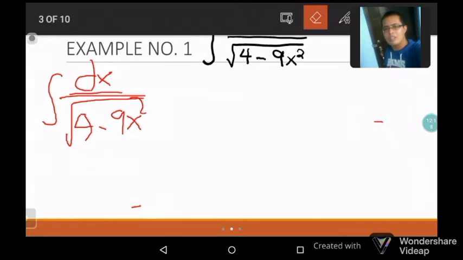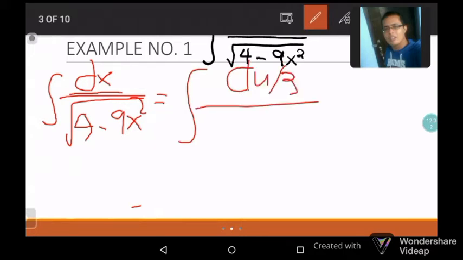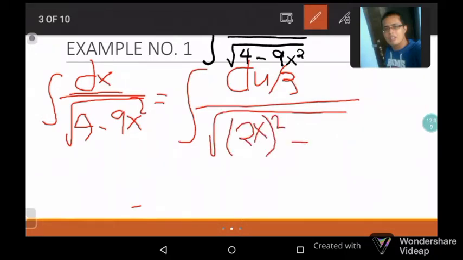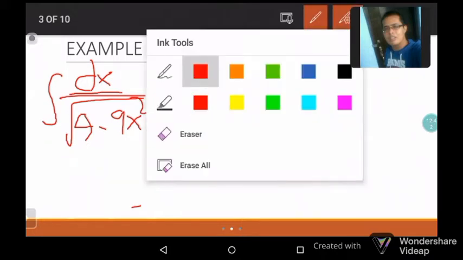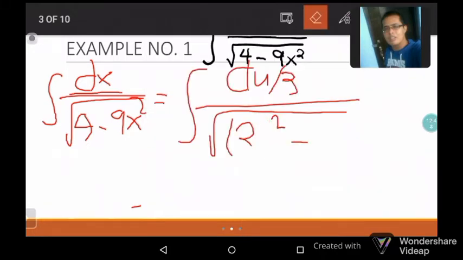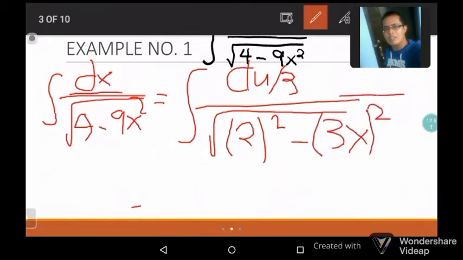Okay, so balik tayo doon. So, ito du over 3 ha. Huwag kakalimutan, du over 3. I-divide natin by square root of 2 squared minus 3x squared. So, ganyan siya.